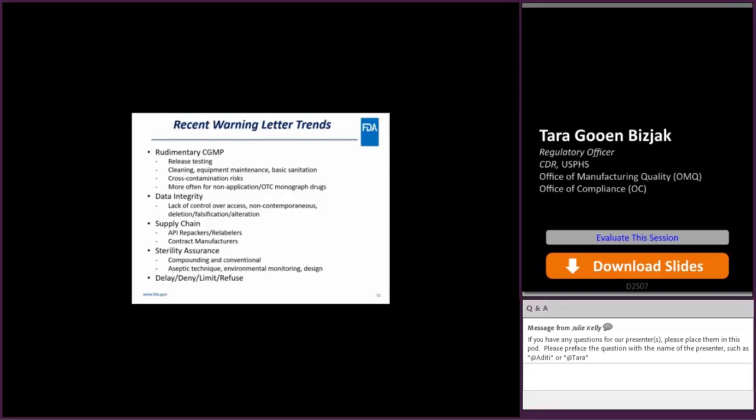Also seeing issues in sterility assurance, both on the compounding side as well as conventional manufacturing, in the areas of aseptic technique, environmental monitoring, and design of the facility. And then we're continuing to see actions related to delay, deny, limit, or refuse inspections, as I talked about on the previous slide.